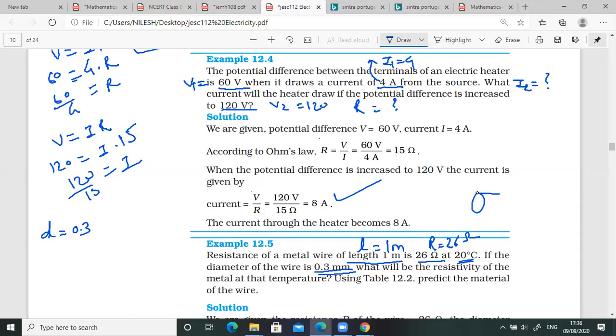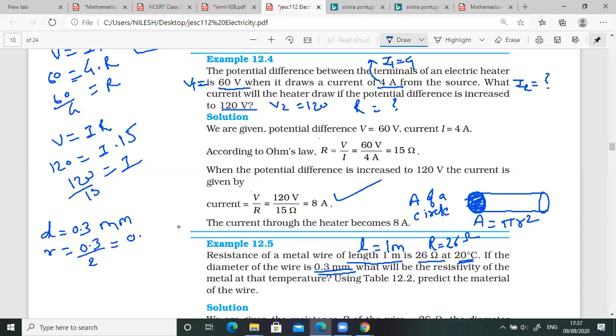What is a wire actually, you tell me? Wire is actually a cylindrical shape. And the cross section of wire is always a circle. So when I speak about area, I will be speaking about area of a circle. And what is the area of a circle? Pi r square. Correct. So when diameter is given to me as 0.3 mm, radius becomes 0.3 upon 2.